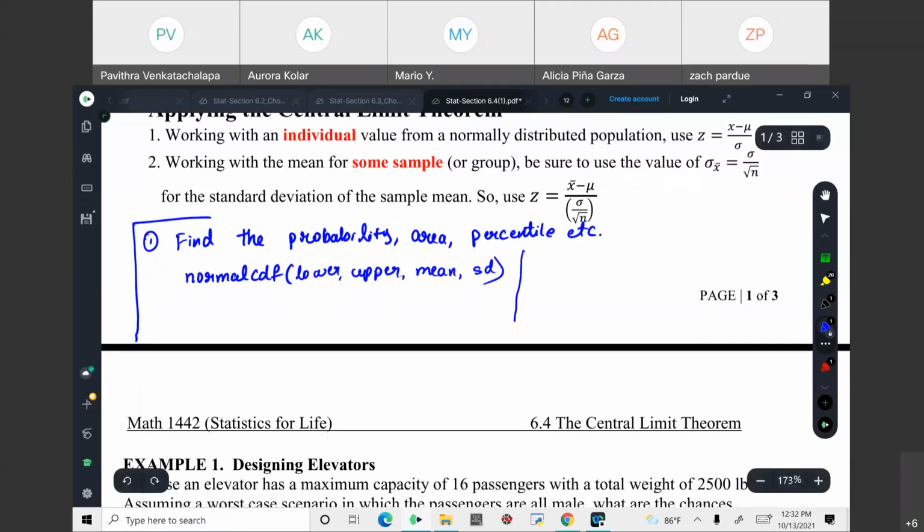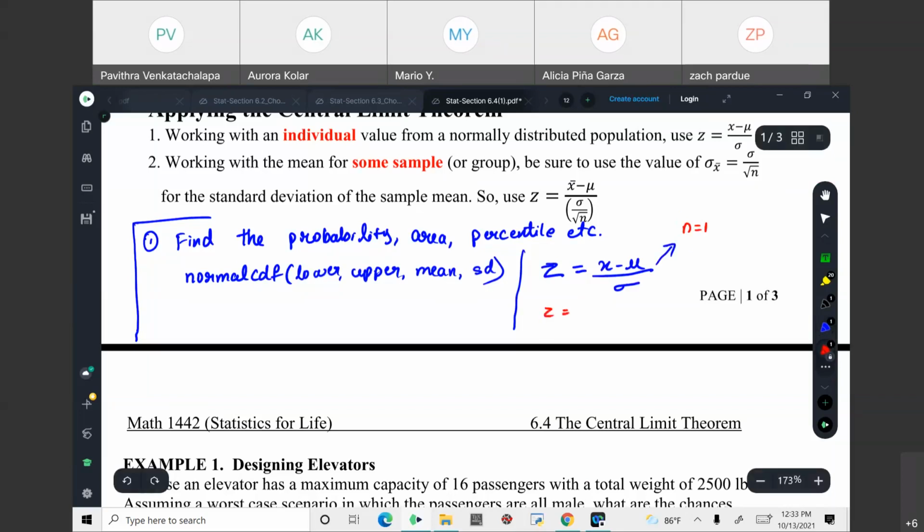Now, from this we get a z-score. So we need to apply a z-score to this. Now this z-score is equal to this formula. This is what we studied in the previous chapters. Now this formula is used only if your sample size is 1. This is for n equal to 1. Only for sample size 1.